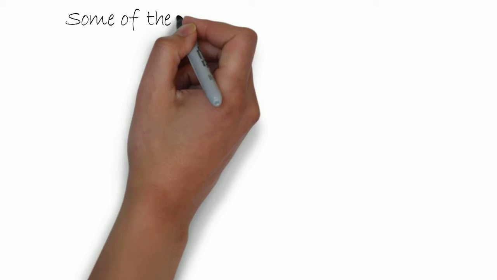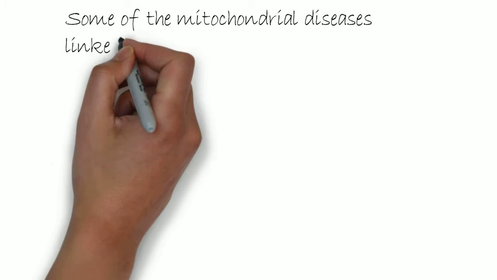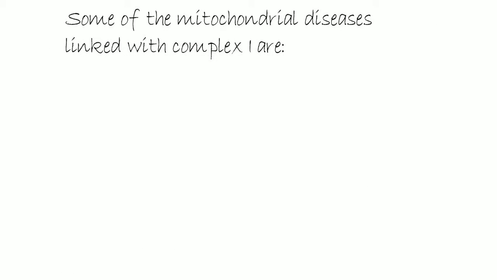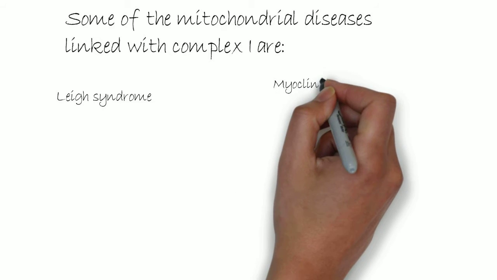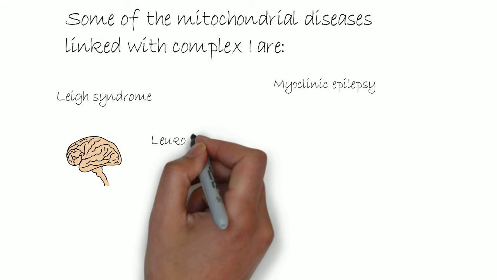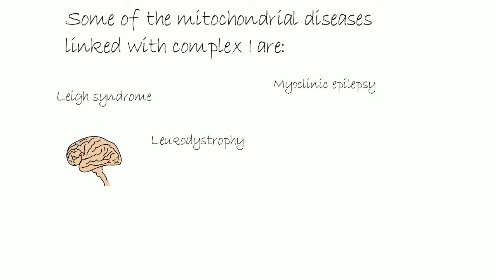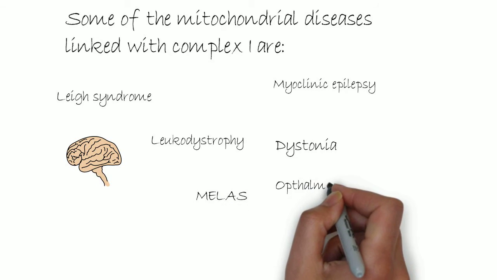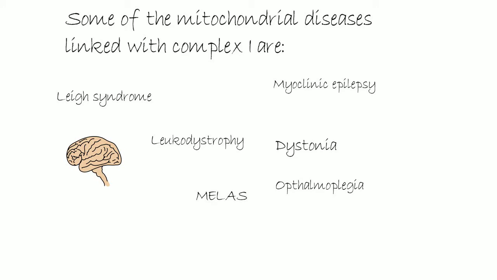Some of the mitochondrial diseases that are linked with complex 1 are Leigh syndrome and myoclonic epilepsy. Most of the tissues that are affected are the ones that are high energy demanding, such as in Leigh syndrome, which is a neurological disorder. It affects the mental and movement abilities, leading to an early death.